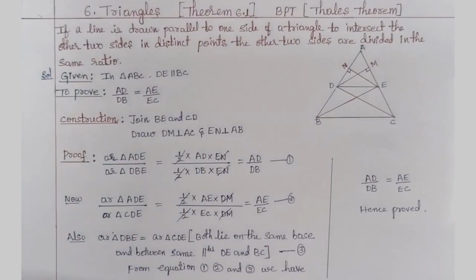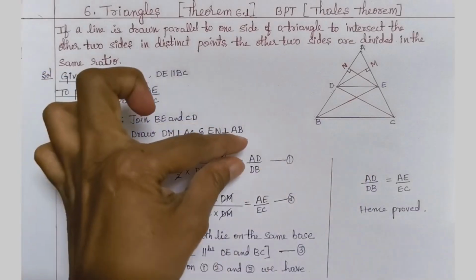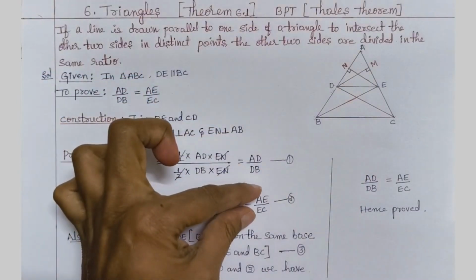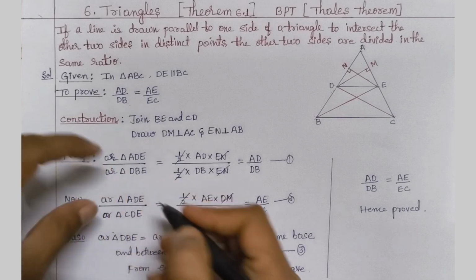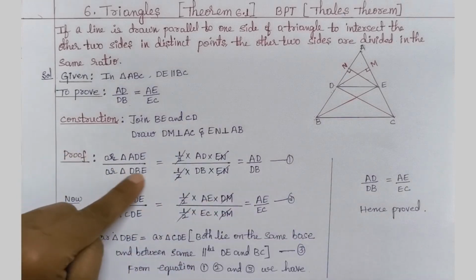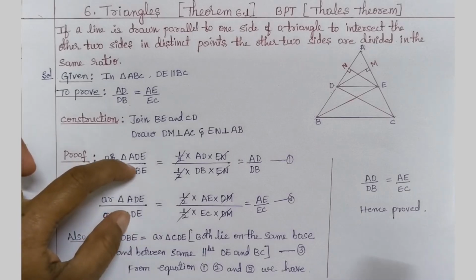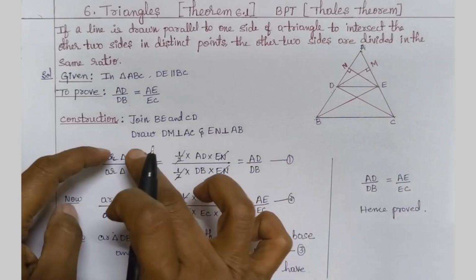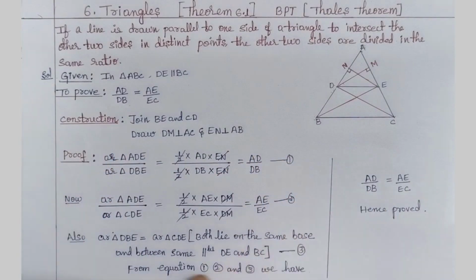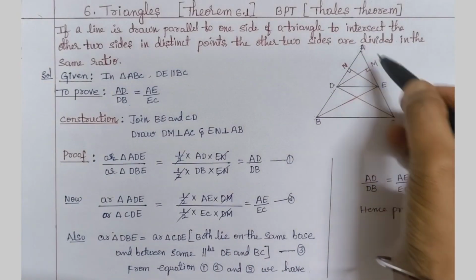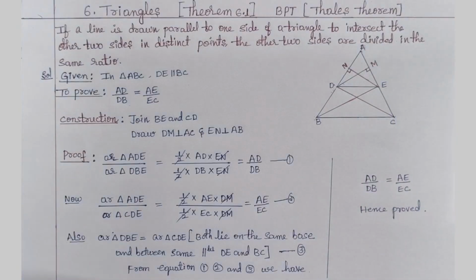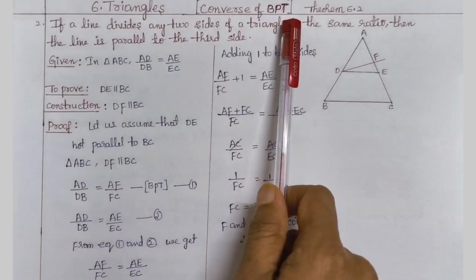So from equation 1 to 3, we will get AD by DB is equal to AE by EC. Why? Because these both have equal areas. DBE and CDE both have equal areas, meaning this one is equal to this one. So from equations 1, 2, 3, this is the third equation. From equation 1 to 3, AD by DB equals AE by EC. This is the answer. Learn the Converse of the BPT theorem.